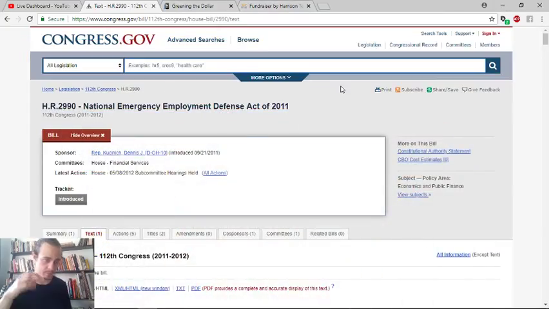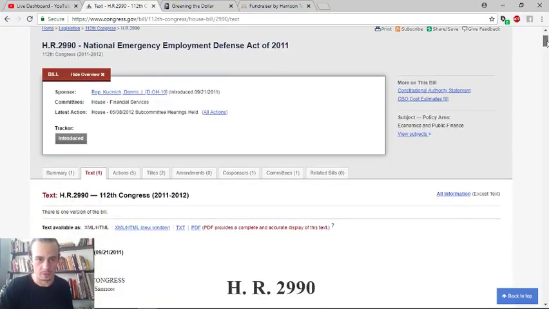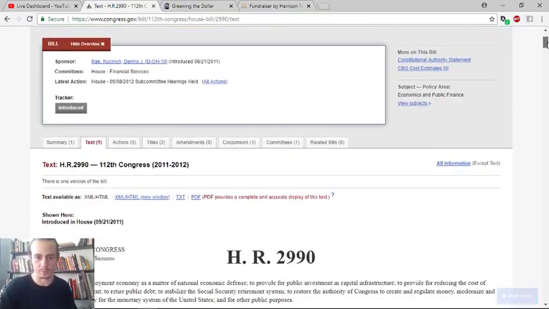And of course, the other major theme of this book is the importance of sovereign currency, which we have here in the National Emergency Employment Defense Act. This bill was written by Dennis Kucinich after he read this book. And this bill epitomizes the best case studies we have of public money throughout history.